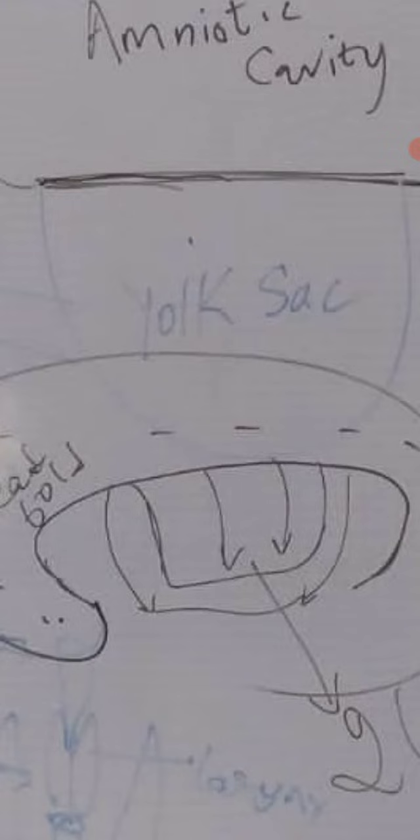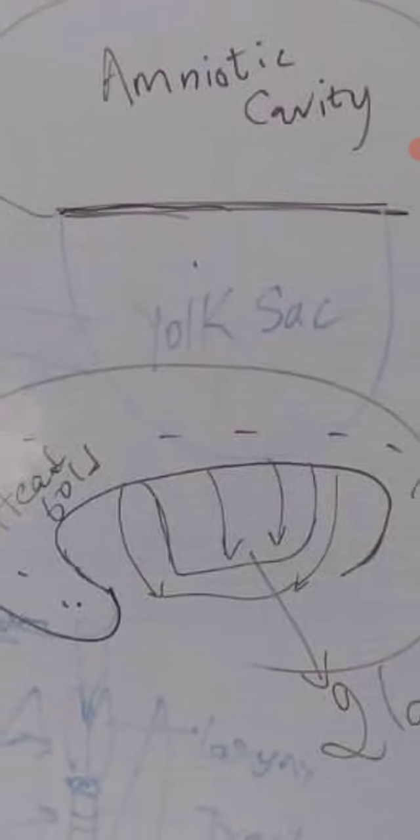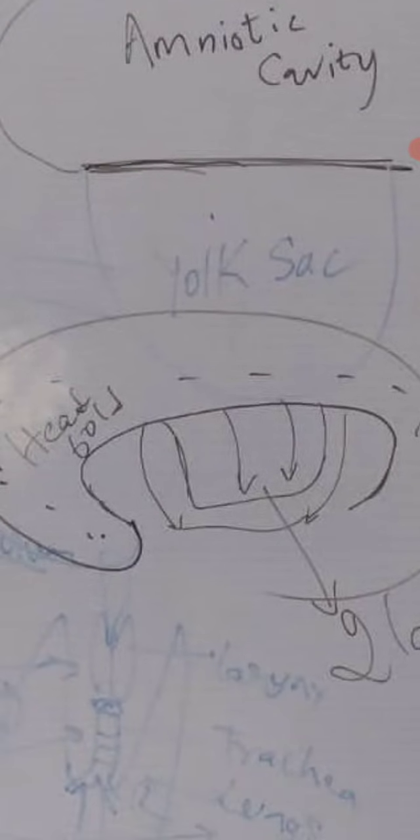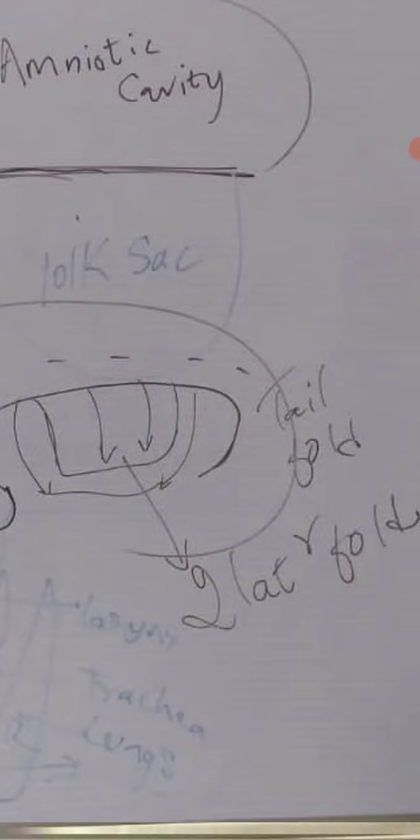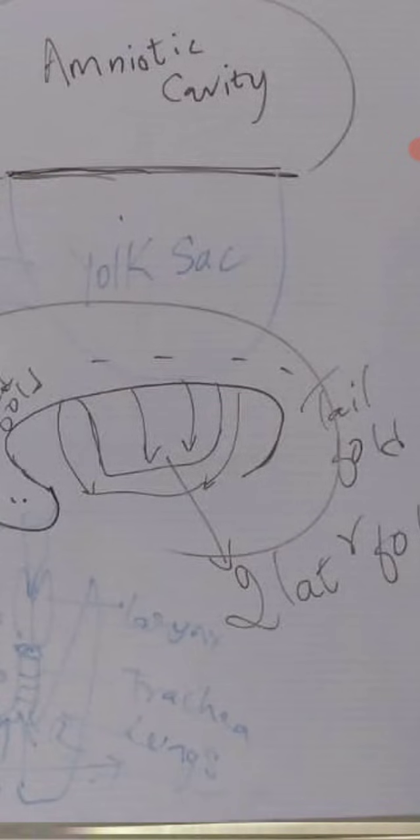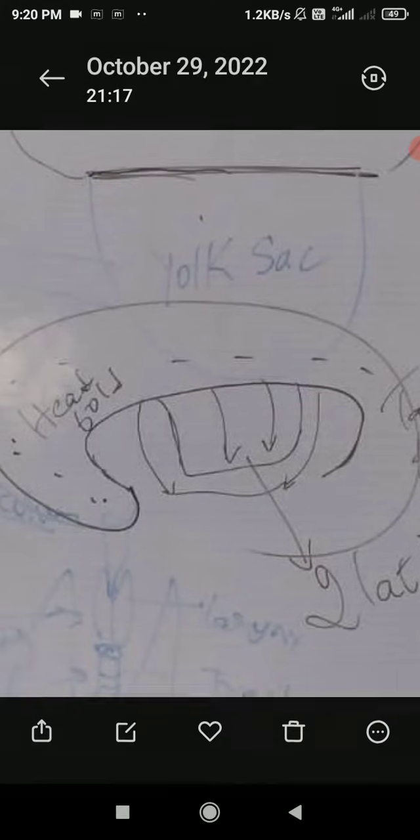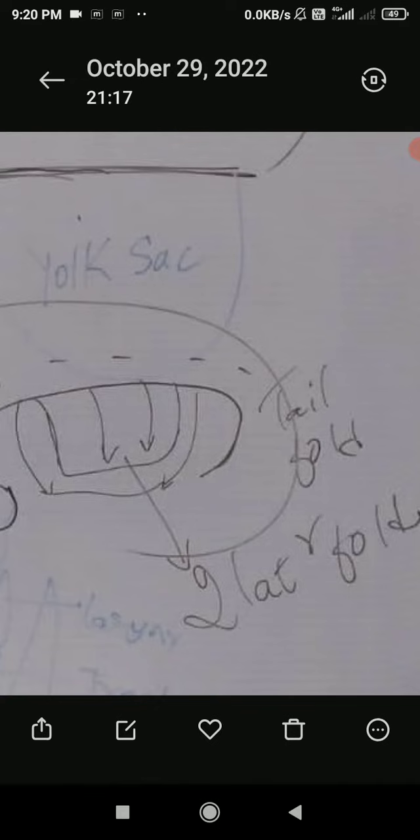So during the 4th week of intrauterine life, there are 4 folds developing within the embryo. What are these 4 folds? At the cranial end, at the upper end of the embryo, we have the head fold. At the lower end of the embryo, we have the tail fold. In the middle of the embryo, we have 2 lateral folds. That is head fold, tail fold and 2 lateral folds.